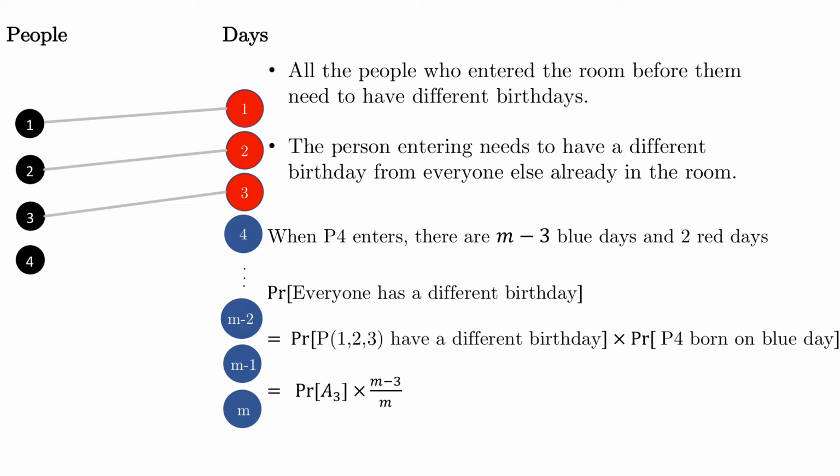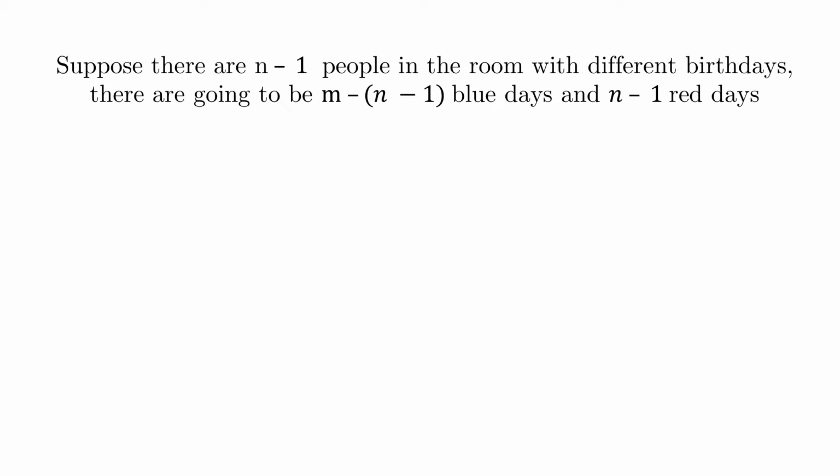Now, we've computed it for up to 4 people. And what we want to do next is generalize this for any n people. Now, suppose there are n-1 people in the room with different birthdays, then there are going to be m-(n-1) blue days and n-1 red days.